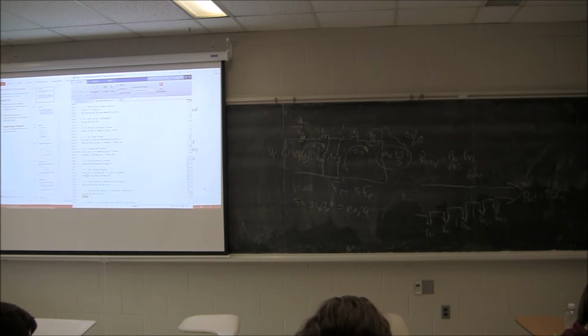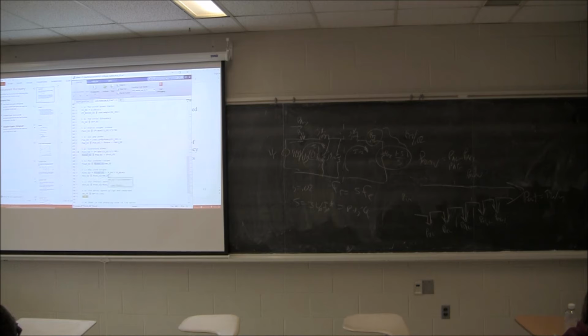Here's my converted power, taking that rotor copper loss out. Now I actually have induced torque, so that's going to be my P converted divided by my mechanical speed.